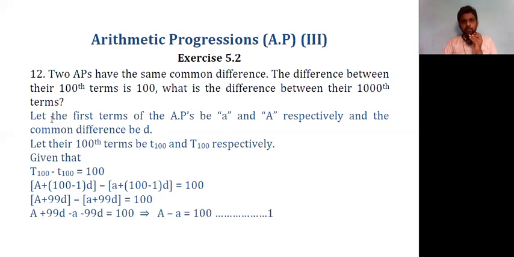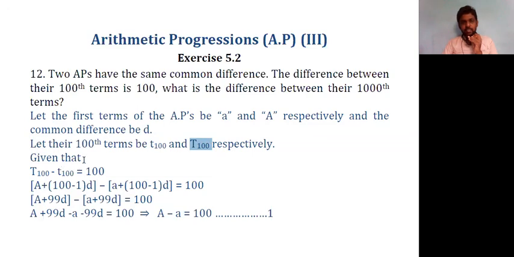So we have two APs. Let the first terms of these APs be small a and capital A respectively: small a for the first AP and capital A for the second AP, and the common difference be D. Since both the APs have the same common difference, we keep it as D. Let their 100th terms be small t100 for the first AP and capital T100 for the second AP. We represent it as Tn, so the 100th term is represented as T100.